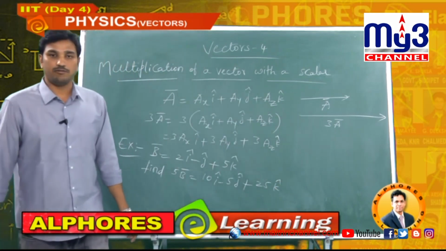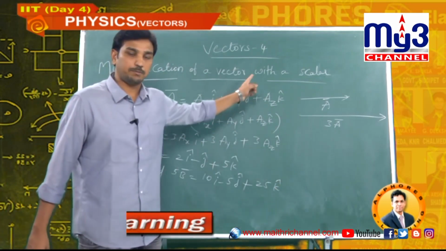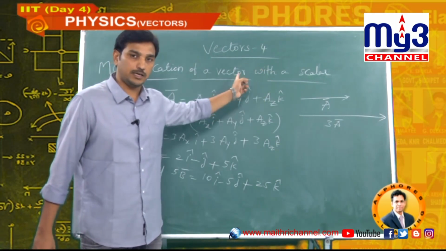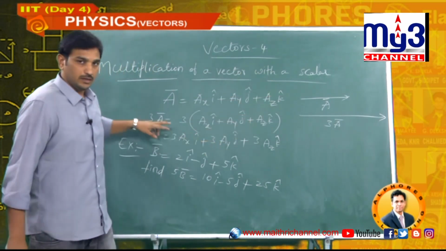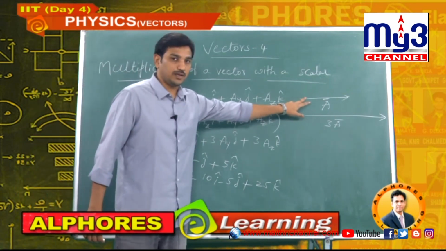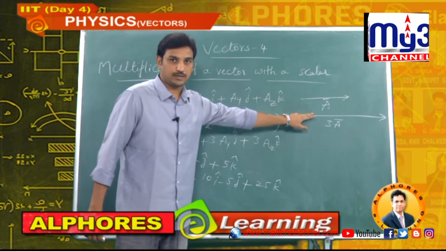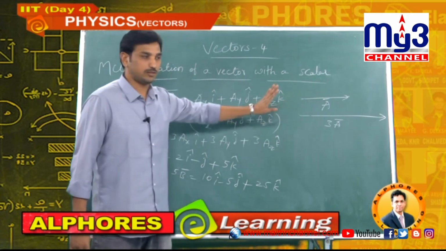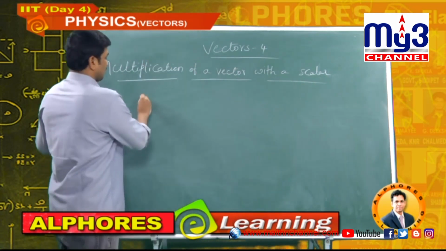So here, when a vector is multiplied with a number or a scalar, it changes in this way. Remember this point: the length of the vector will be changed but the direction remains fixed. That is the point you should remember here.